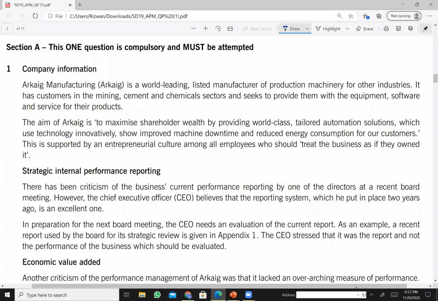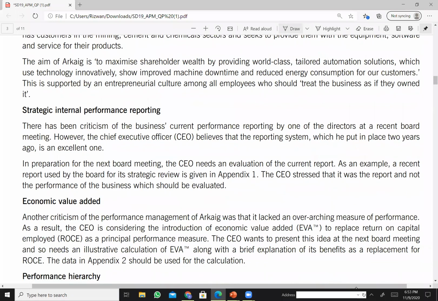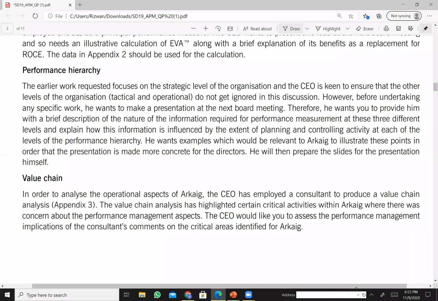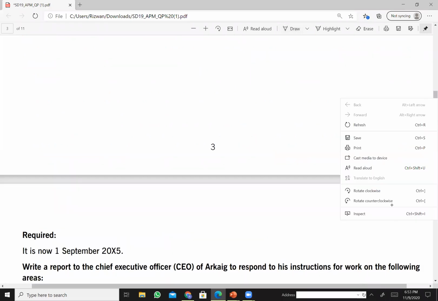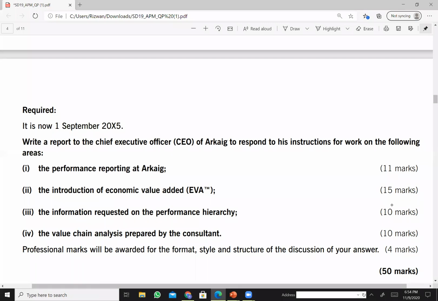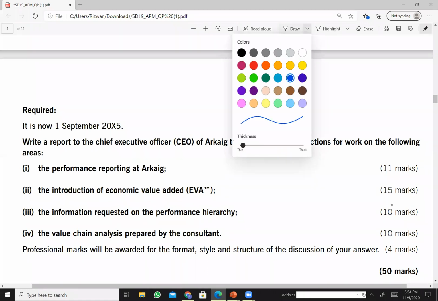Let's start with December 2019, Section A question, Archaic Manufacturing. So first of all, the first tip to you people is before you start answering the question, first quickly move towards the question requirement. Just look at the question requirement first. Let's read the question requirements, and this is what you have to do exactly in the paper as well. By reading the requirement, you get to understand the topics that are tested in the question, and you can plan accordingly and recall the things that you have learned about that respective topic. So let's start.